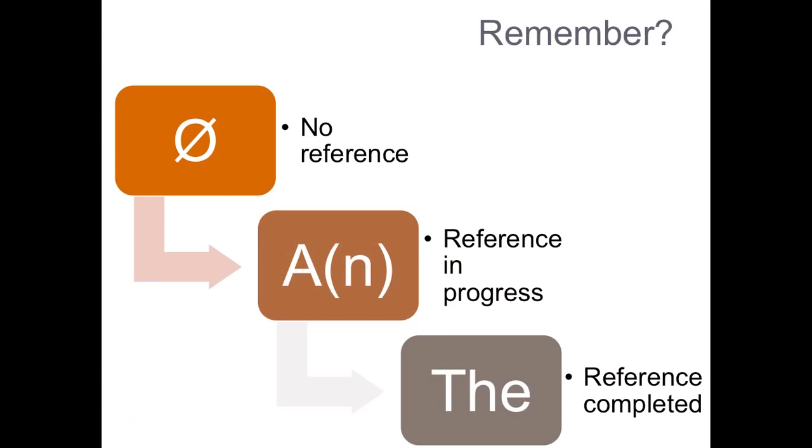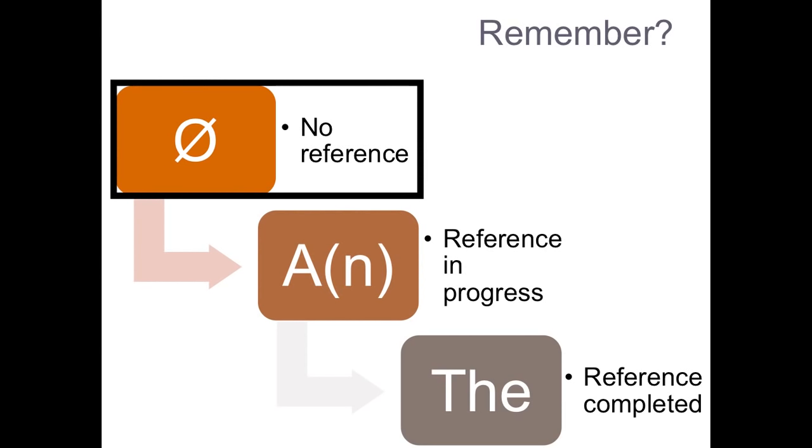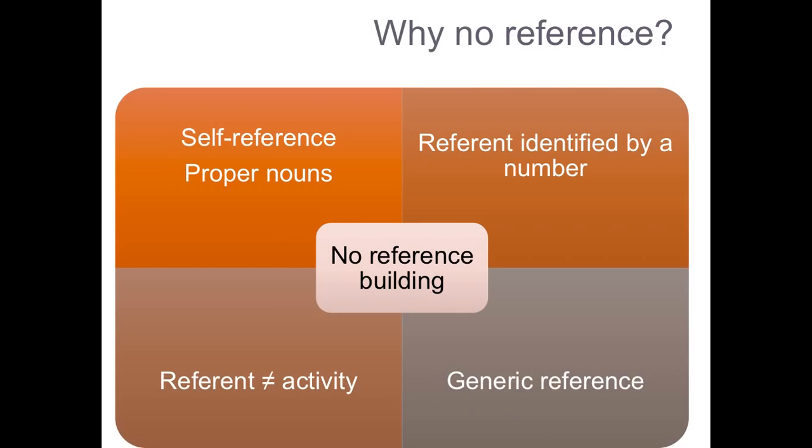So when I first showed you this slide, I told you that you should use the null article when you don't want to build the reference, when you don't want to show the link between the word and the referent, when that was not necessary. Why would you do that? There are actually four reasons at least. Here they are. So, case number one, proper nouns.